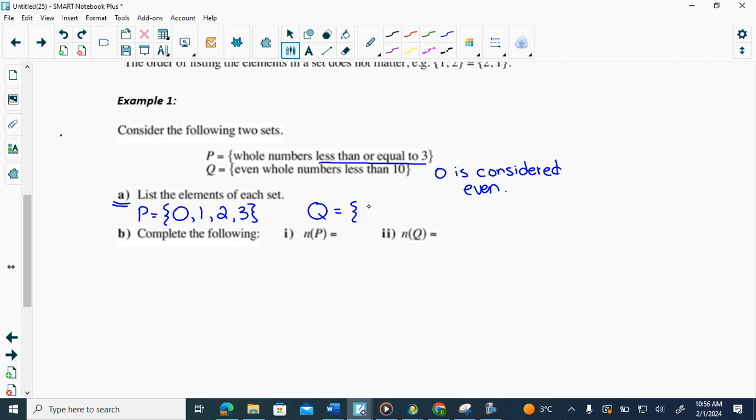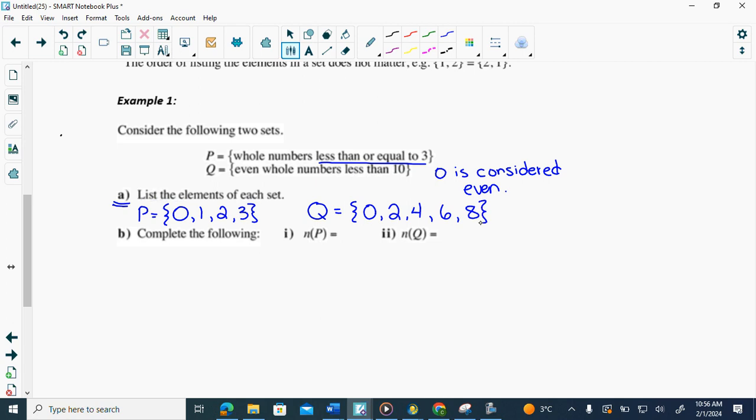So I'm going to start at 0. Even means divisible by 2. I can divide by 2 and get a nice little number out of it, right? Not a decimal. So I have 0, then 2, then 4, then 6, then 8. Do I put 10? No, because it says less than 10, so it doesn't include it. If it said less than or equal to 10, I'd put the 10. So I stop here.